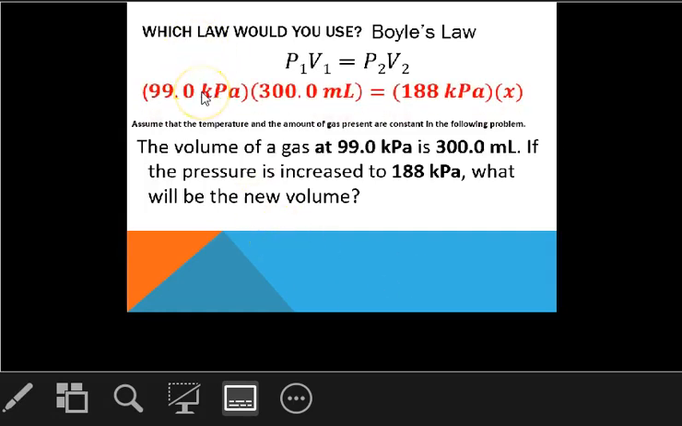So set up your variables. Start on the side of the problem that you have both of the numbers and put that in your calculator first. So 99 times 300, and then divided by the number that's attached to your variable, divided by 188, and you will get 1.58 milliliters. Why is it in milliliters? Because it asked what's the volume, and the original volume was in milliliters.